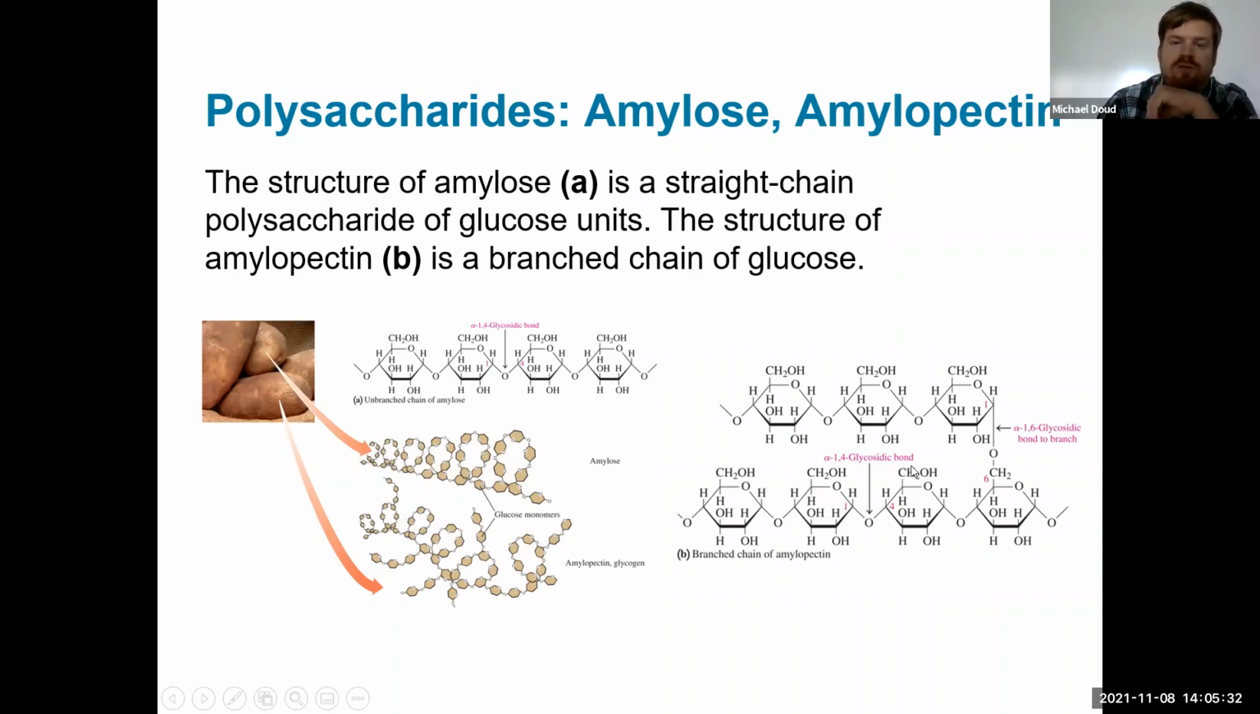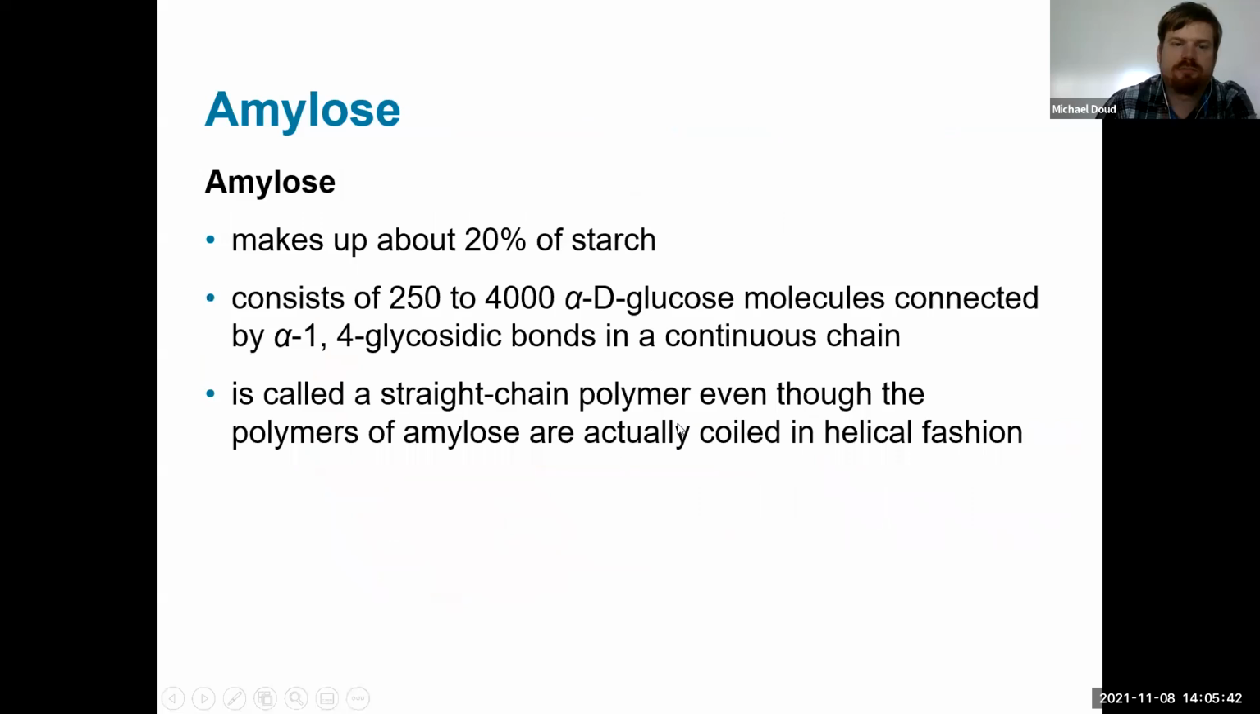It has a lot of alpha 1,4 glycosidic bonds, but it can also branch out. It also forms alpha 1,6 glycosidic bonds to form a branch like this. So amylose is about 20% of the polysaccharides that are involved in starch, and it consists of 250 to 4,000 of these monomers, these alpha D glucose monosaccharides. And again, they're all connected by alpha 1,4 glycosidic bonds. We call it a straight chain polymer.